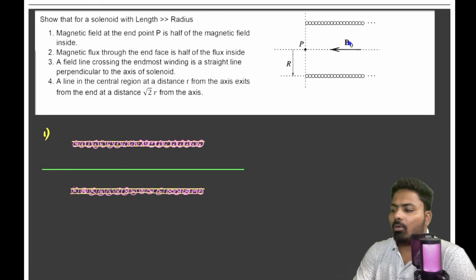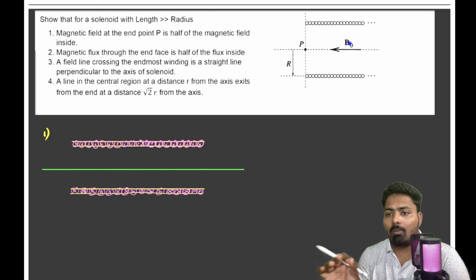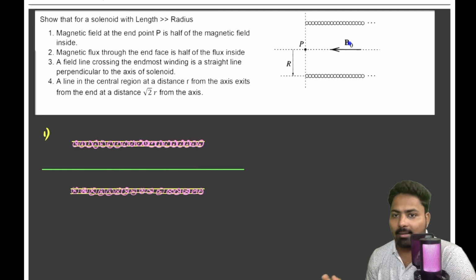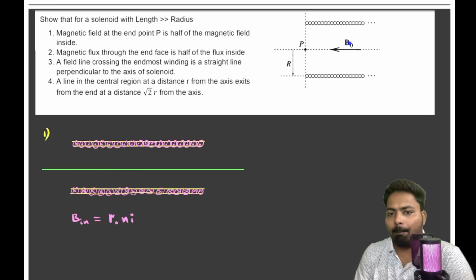We already know the magnetic field inside a long solenoid is uniform, right? The proof of that I am not discussing here. You know how to solve it by taking rings, and we know the formula for the magnetic field due to a ring on its axis, and by deriving that you will get the formula. So B inside a long solenoid will be equal to mu naught Ni.